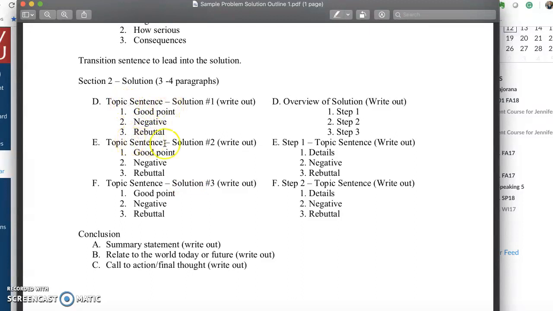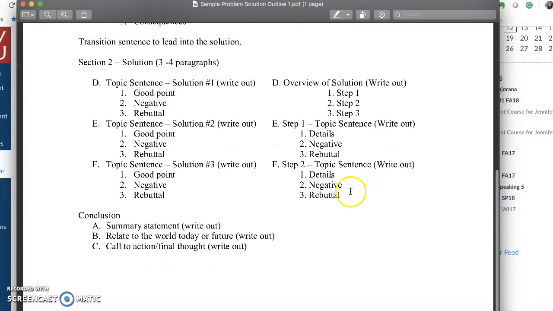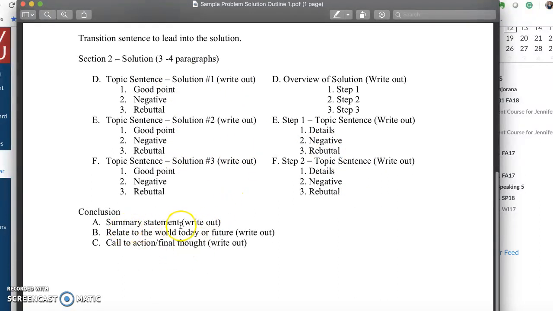You should write out each topic sentence for your solution. So if you spend 2 paragraphs on solution 1, you only need 1 topic sentence. So good point, negative point, and then a rebuttal, which is kind of like the counter argument and the refutation. Okay, but the basic idea I want you to take away from this is that your solution part comes next. Okay, your overview of the solution, you can write it out into steps like this, the solution that you are proposing. Okay, and then after you've covered the solutions, then you go to your conclusion, which is your summary statement.